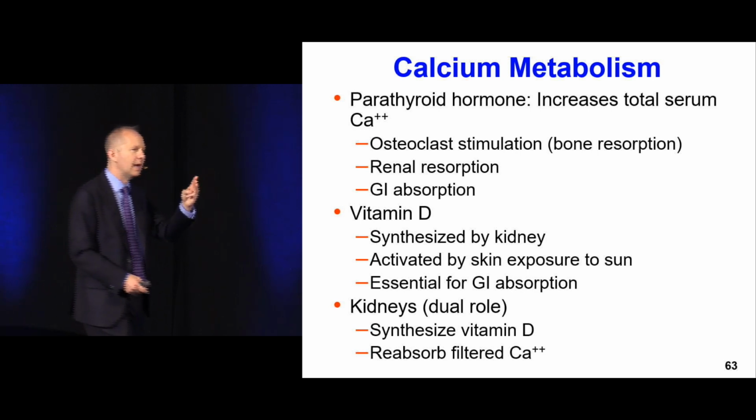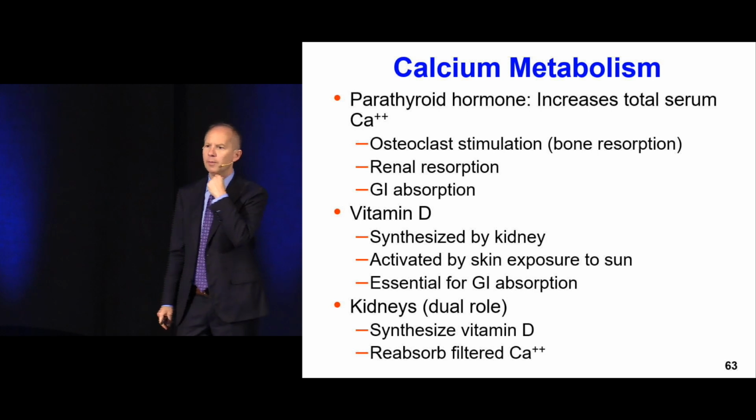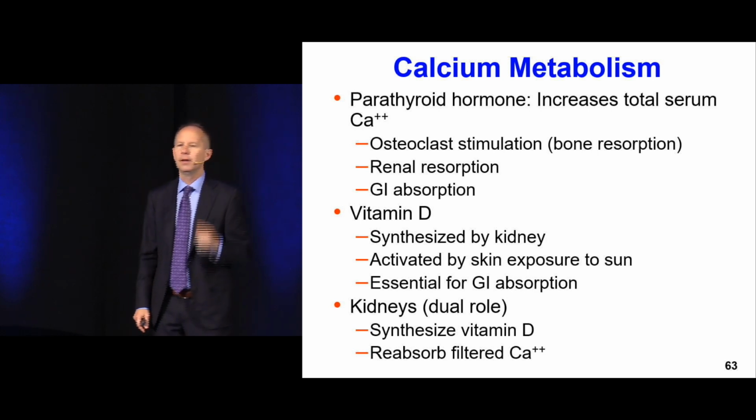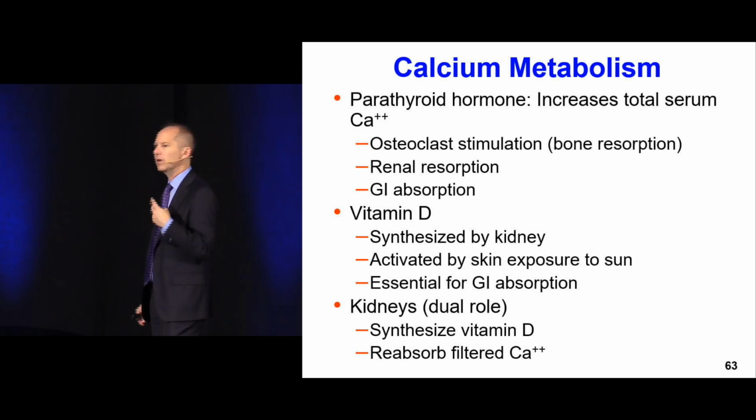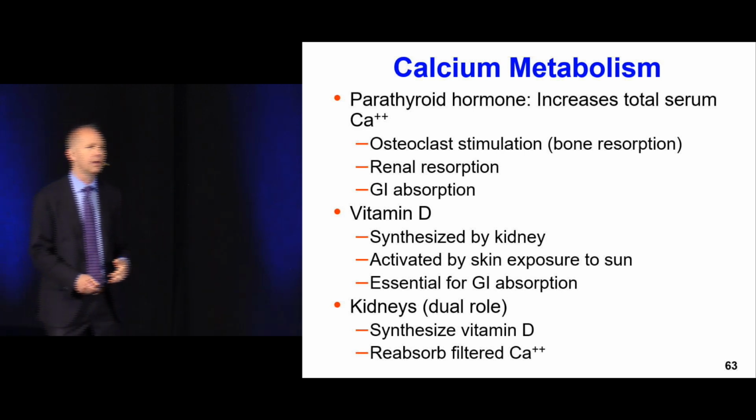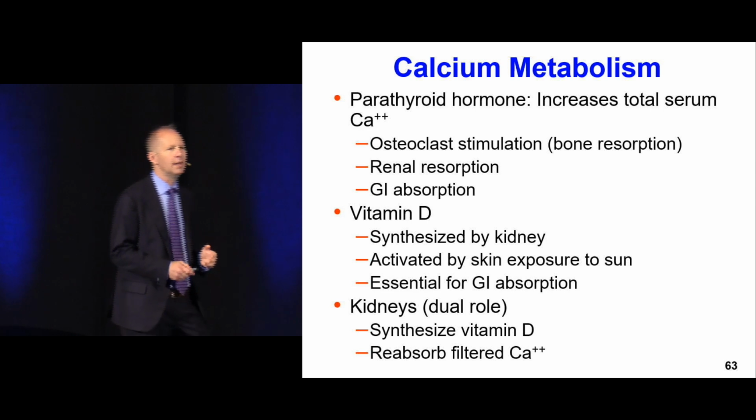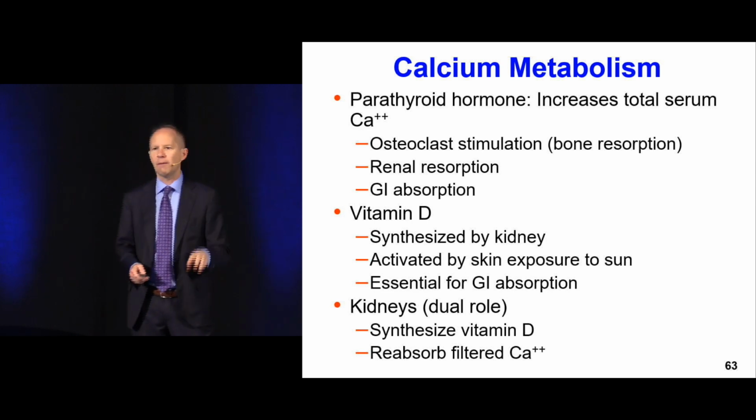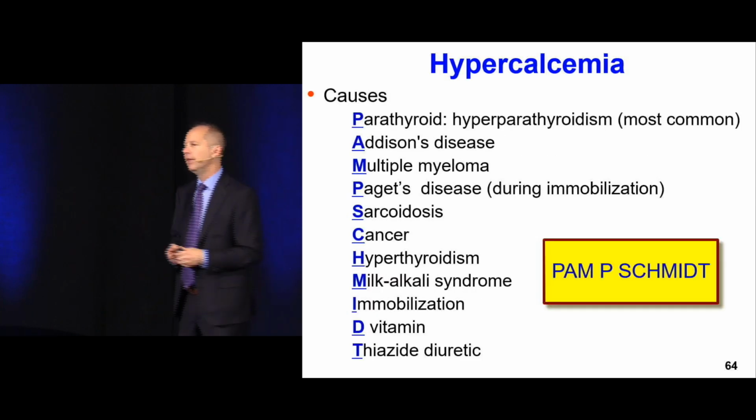So the three big players: parathyroid hormone from the parathyroid gland, which will bring your calcium up; vitamin D, which you need to absorb it from your gut; and the kidneys, which you need to make the vitamin D and to keep it from your urine. Those are the three big players in calcium, and usually when there's a problem, it's a problem with one of the big three.